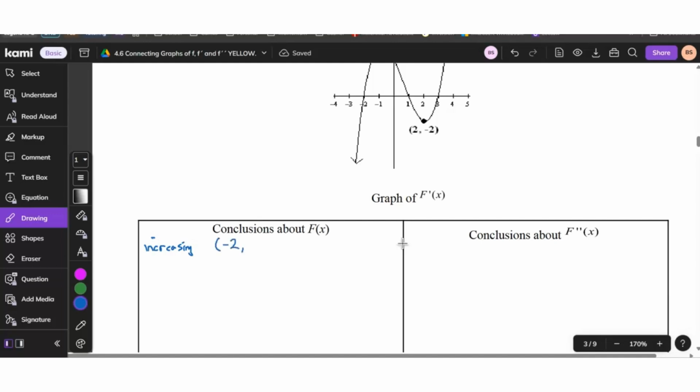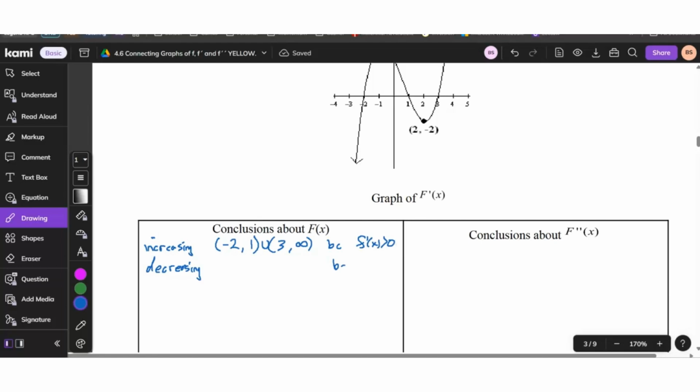So from -2 to 1, and from 3 to infinity, I heard. And what's the reason for that? Because f prime is positive. So then we can make the same kind of statement for the decreasing part.